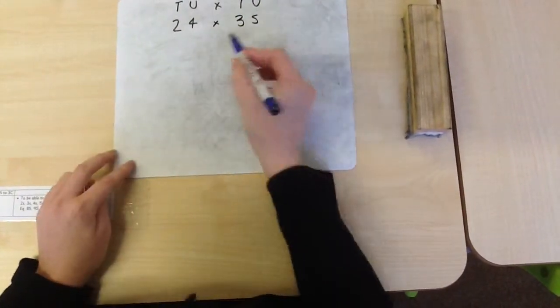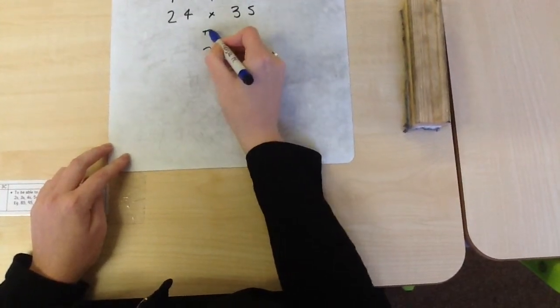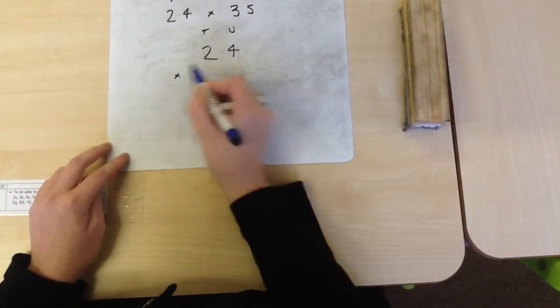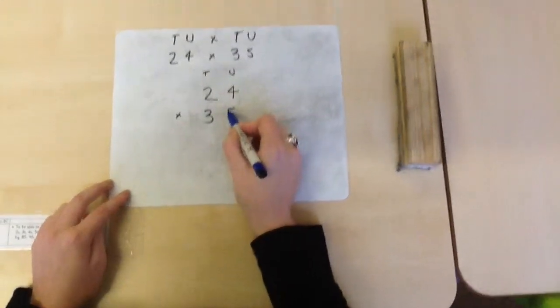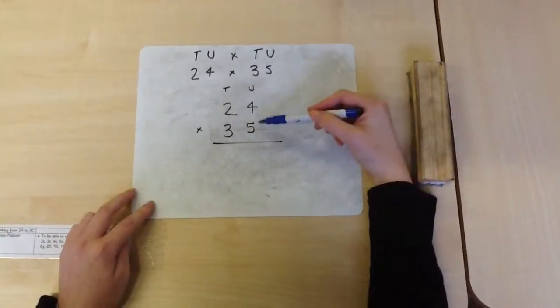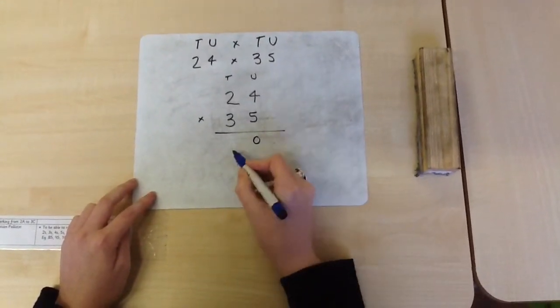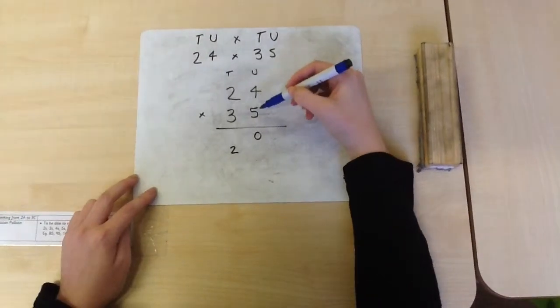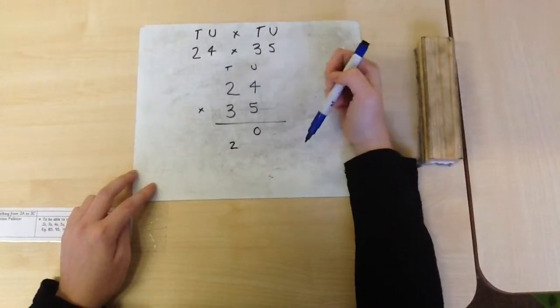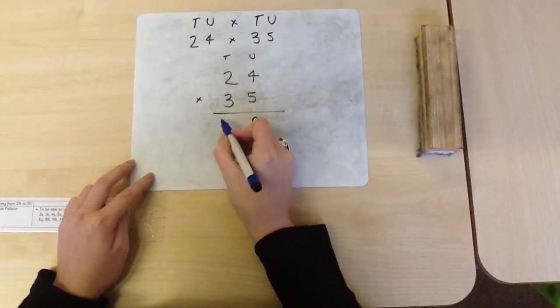Okay, now I'm going to do it in exactly the same way. So I've got 24, I'm going to make sure I've got my tens and units up there to remind me, times 35. So similar to how we did the other one, you start with your units first. You have 5 times 4, which is 20, and then you have your 5 times your 2, which is 10, and remember to add your 2 on there, which is 12.